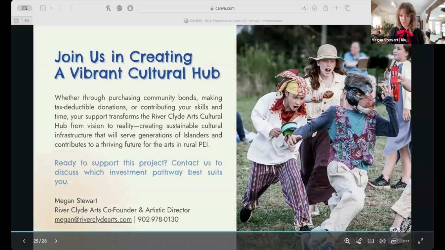So that's a bit of an overview of the project and the different pathways to support its creation. Again, we're still very much in this research phase. Really curious to hear people's thoughts about this.